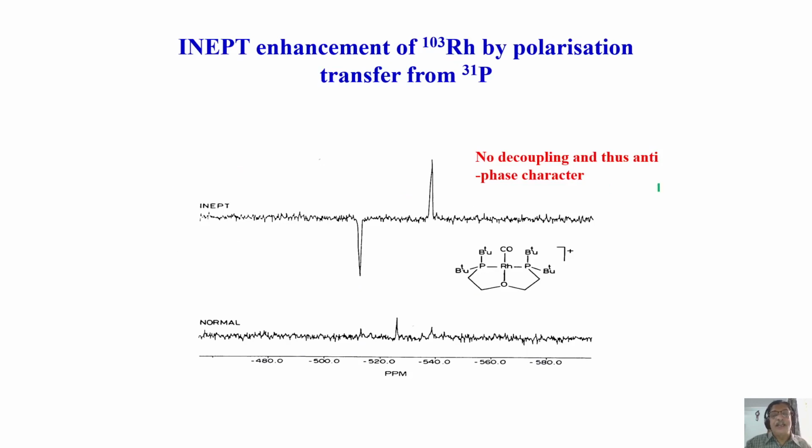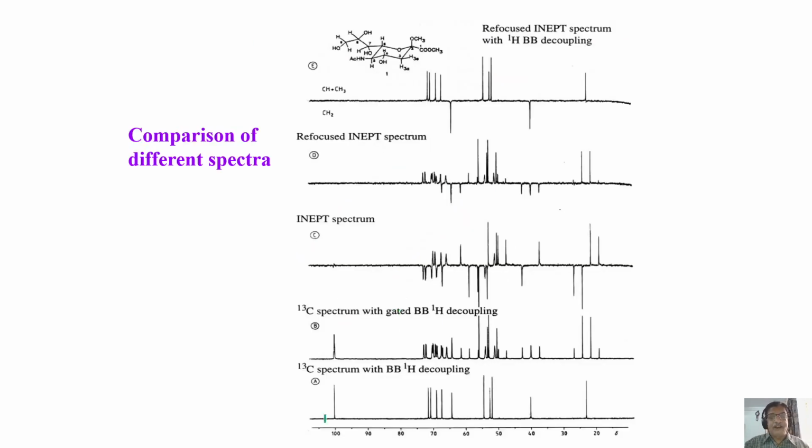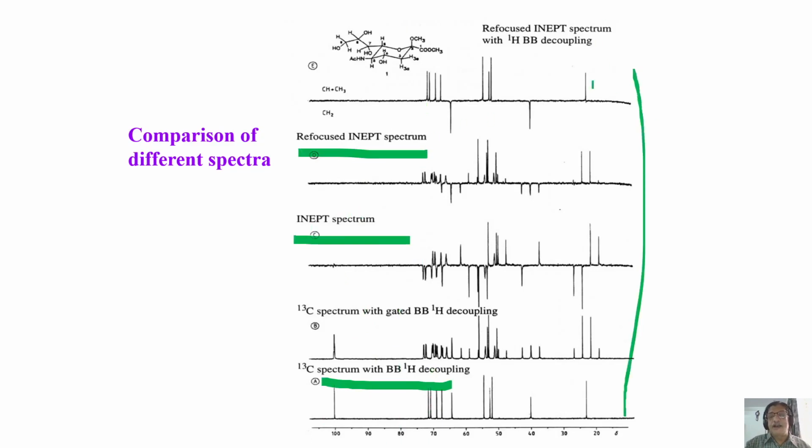So you see in an example like ruthenium, polarization transfer from phosphorus, this is of course not decoupled, antiphase character. This is the conventional spectrum. See the difference in the intensity, a lot of enhancement. And this is where you can compare varieties of spectra, different types: carbon 13 decoupling, no decoupling, INEPT, refocused INEPT, and all those things. You don't compare just the intensity, you have to compare signal to noise ratio. This signal to noise ratio is very important.